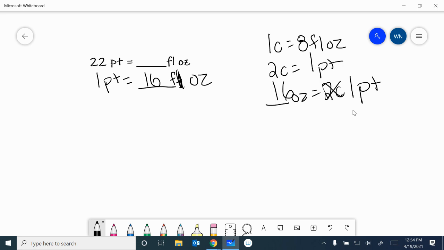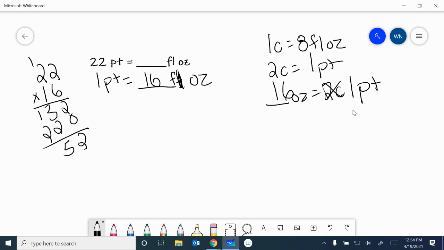So for every pint, there's 16 ounces. So for each of the 22 pints, there's 16 ounces per pint. So let's go ahead and multiply. 6 times 2 is 12. 2 times 6 is 12 plus 1 is 13. 2, 2, 2, 5, 3. There are 352 fluid ounces in 22 pints.